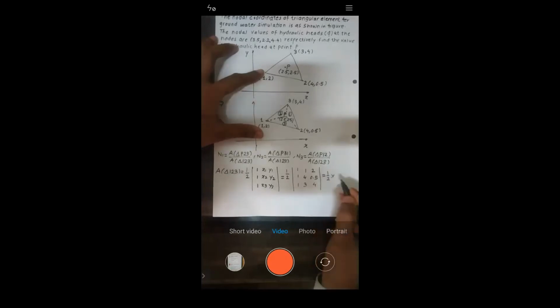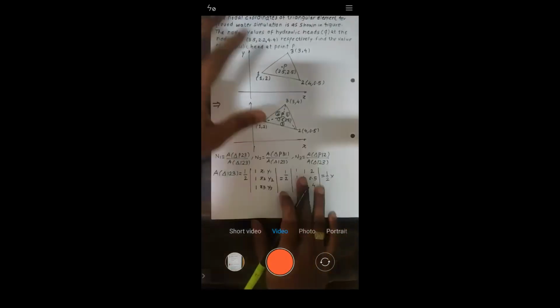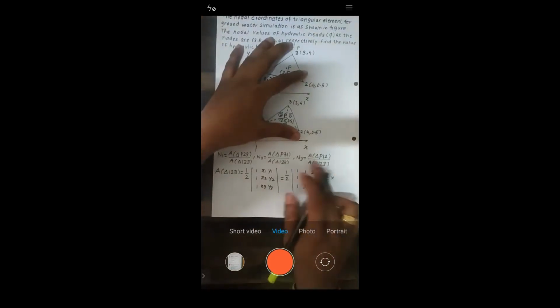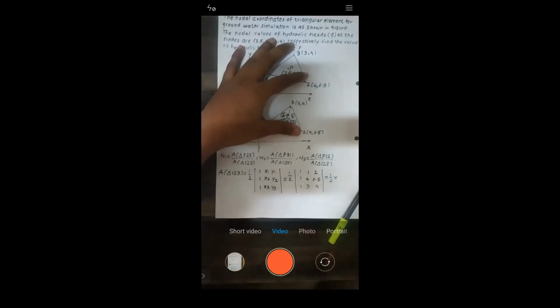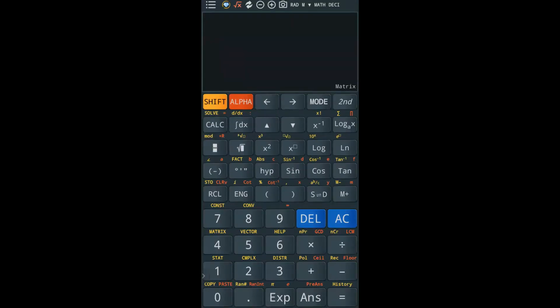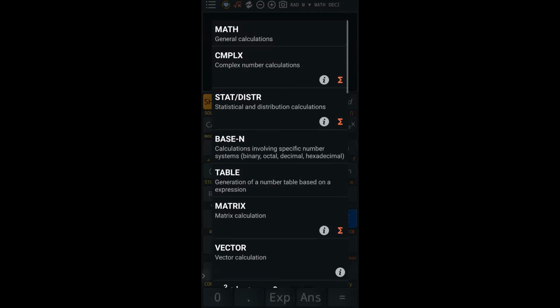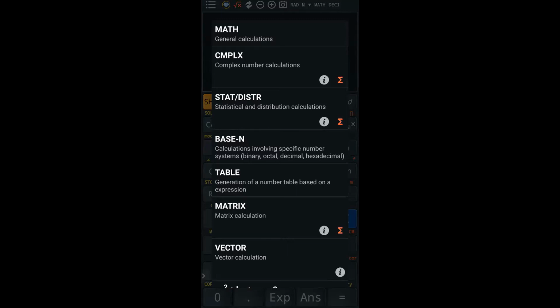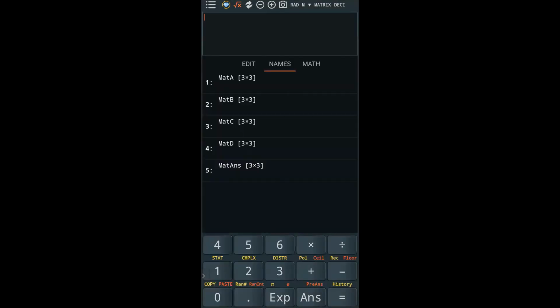So half into, we need to take the mod of this particular thing. That means I need to initially define this matrix and then take the mod, right? So for that I need to go to the calculator. I will go to mode, then matrix. When you go to edit, you can enter the elements of the matrix.